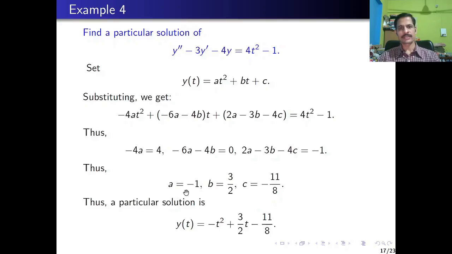When we substitute this back in this candidate for our particular solution, we get yt is equal to minus t square. We substitute a is equal to minus 1. So yt is equal to minus t square plus 3 by 2t minus 11 by 8. We substitute the value of b and c from here to get this particular solution.